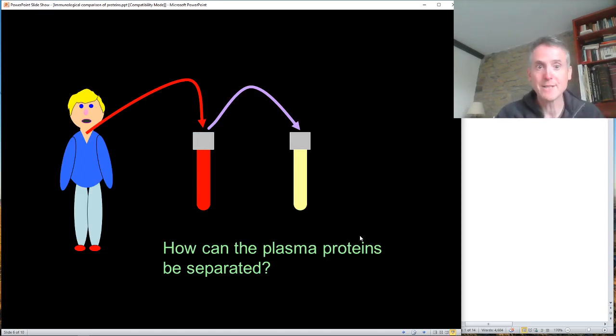That's a human, and we take a blood sample. I don't know why I've taken it out of his neck. Maybe I've gone into his jugular vein.